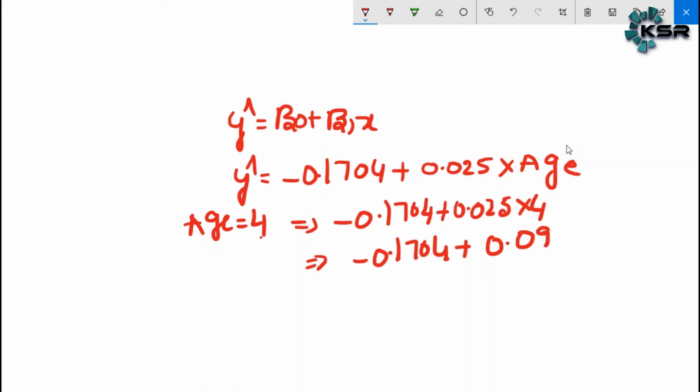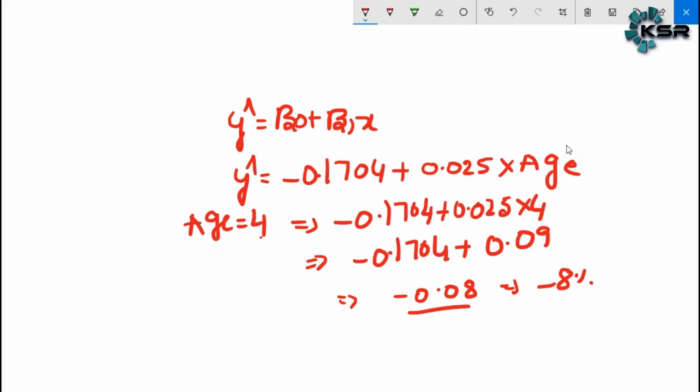0.09, around 9. So is it a positive value or a negative value? Around minus 0.08. That clearly indicates minus 8%. Let's convert the value into percentages. This value is minus 8%. Now, does it make sense? It does not make sense.